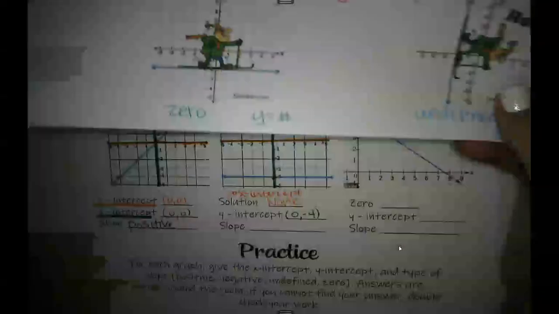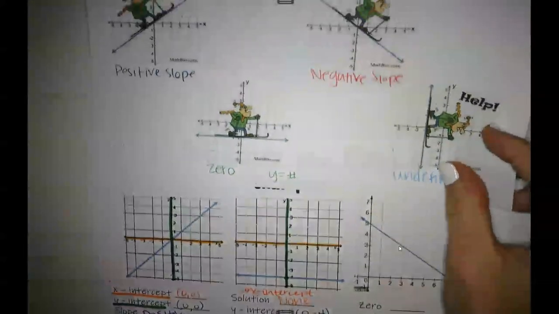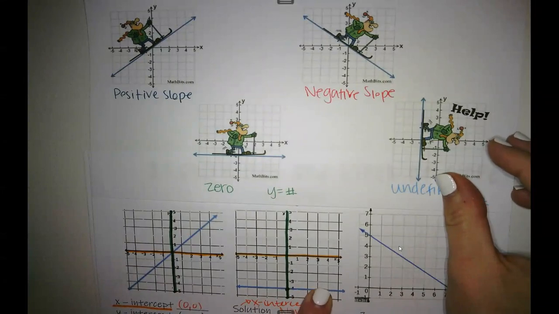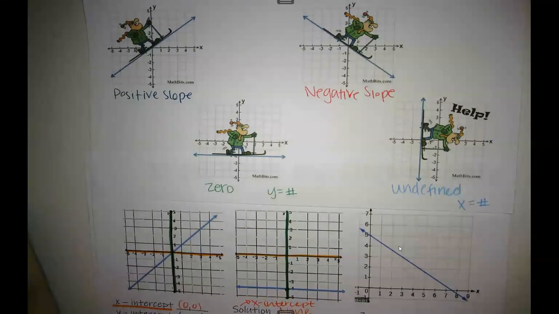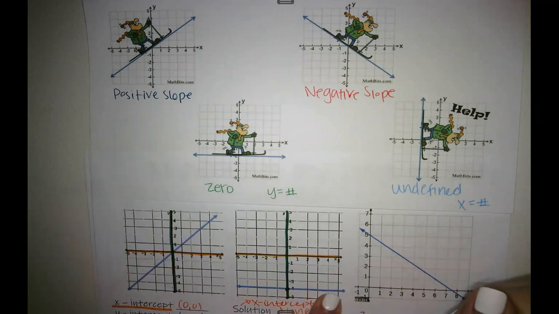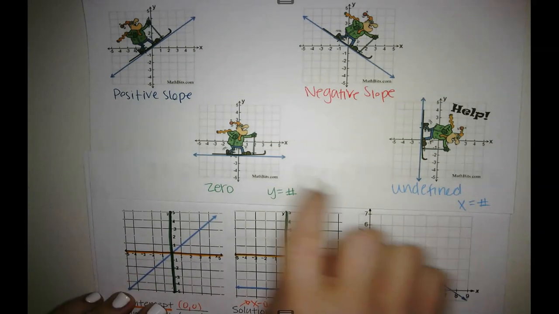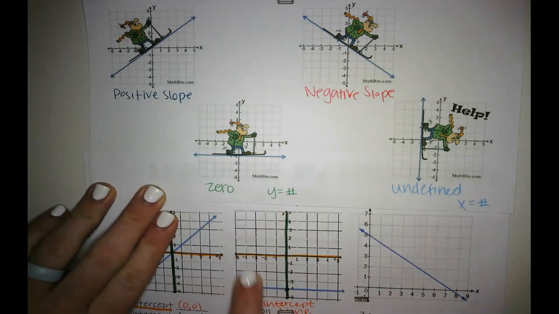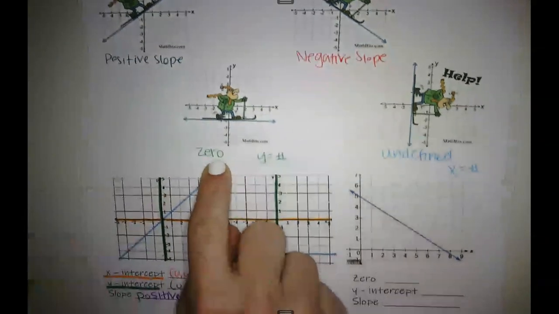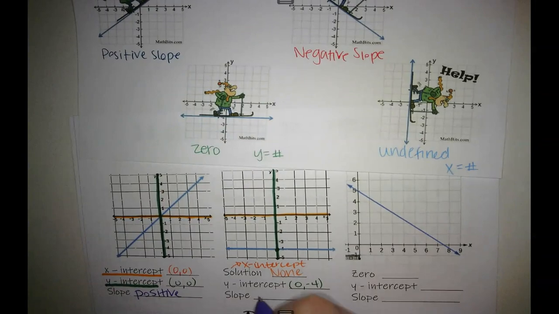All right, well, we still have this. What kind of slope are we looking at? We've got this straight line, up and down here, going straight across here. That looks like this. So our slope, we say, is 0.